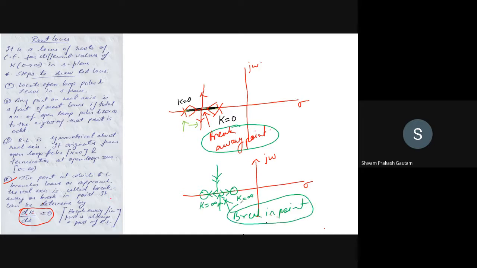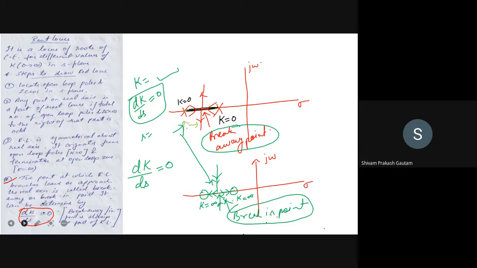And how to calculate the breakaway and break-in point? You can do dk by ds is equal to 0, right? How can you find k? You can find the equation of k from the characteristic equation. Put k on the left hand side and all the other terms of the characteristic equation on the right hand side, then differentiate with respect to s and equate it to 0, and you can calculate the value of s which gives the breakaway point or break-in point, right? So this is step number 4. I hope step number 4 is also clear. Let us move to the next step.